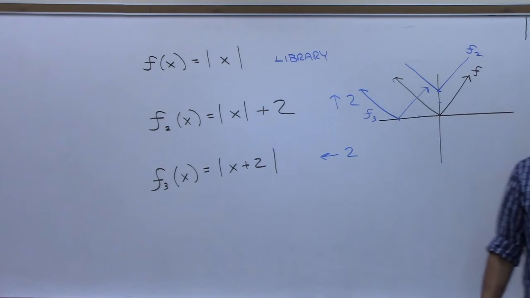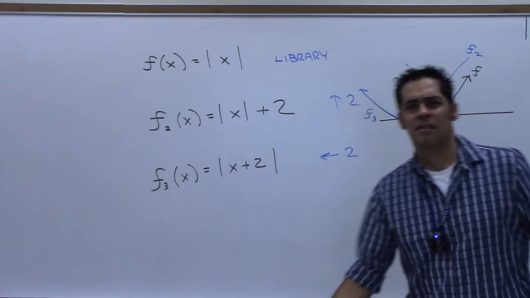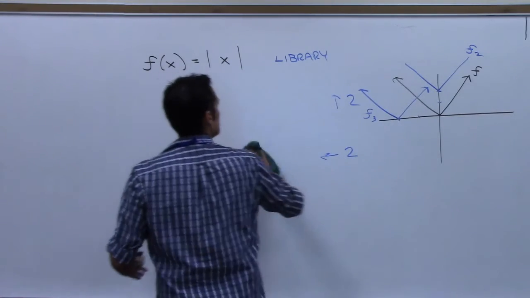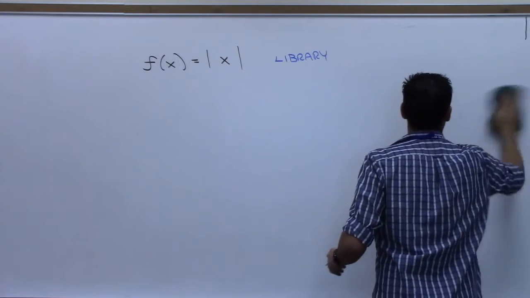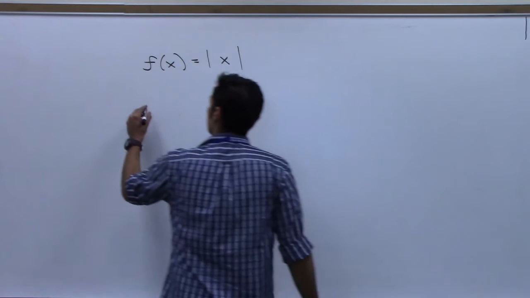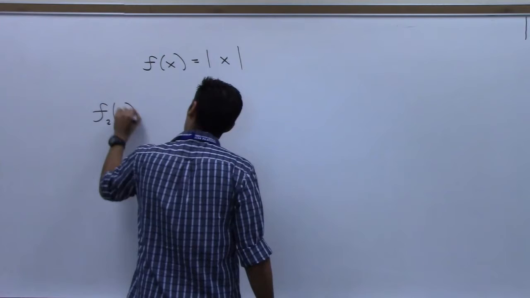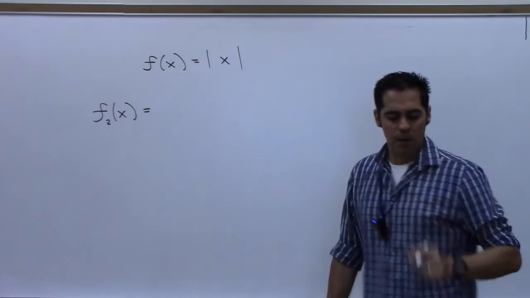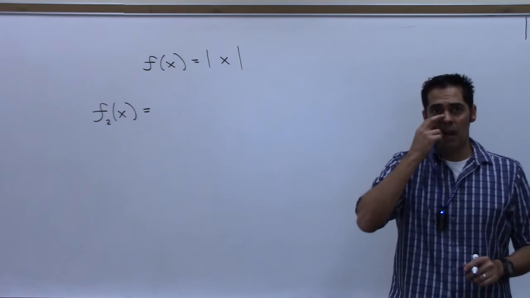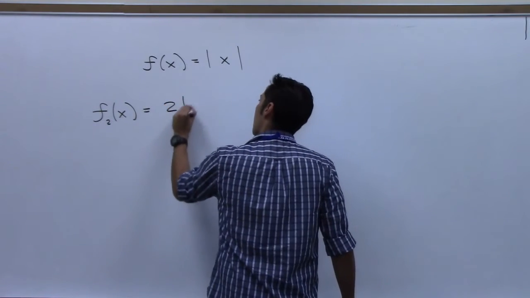All right, now we have what's called stretching and compressing. So this gets a little weird. So let me do this with an example. Let's just stick with this one. This is our library function, and we're going to compare a couple. First, I'm going to say f sub 2 of x. We're going to multiply by a number in front. A, you see the number in front of the function? And that a is going to be bigger than 1. So how about I put like 2 absolute value of x.